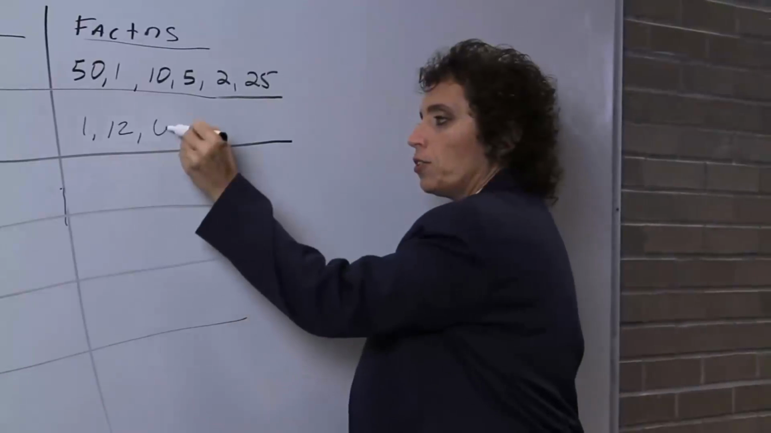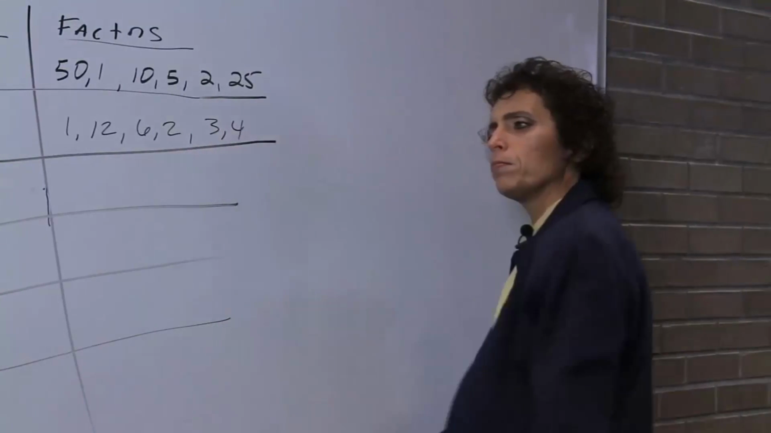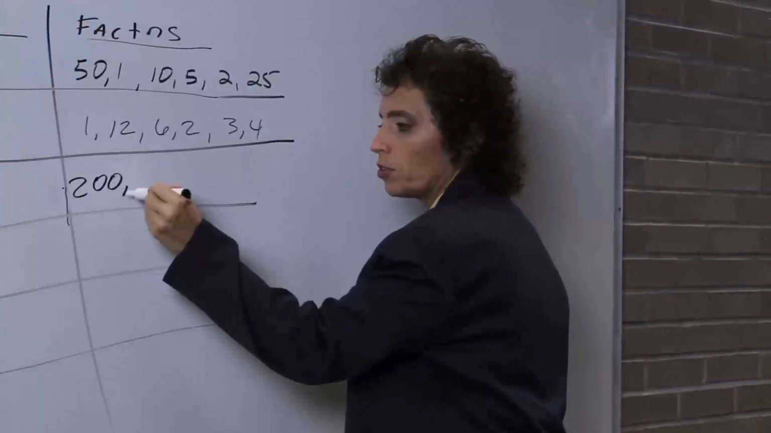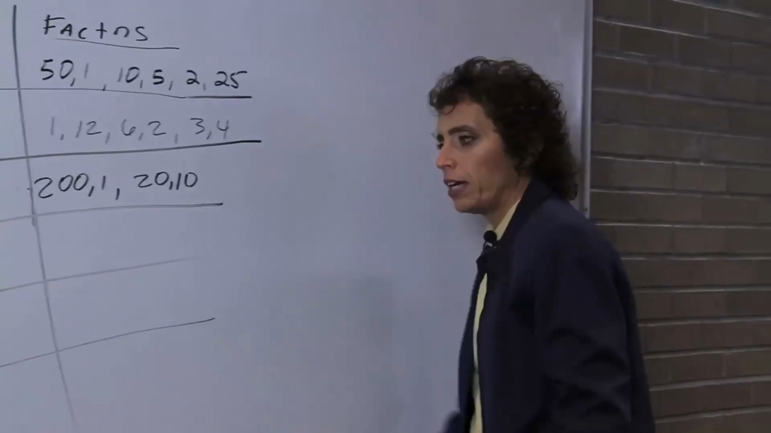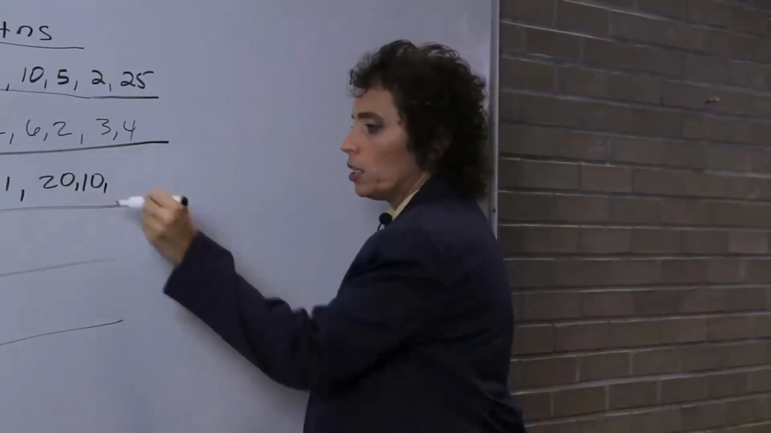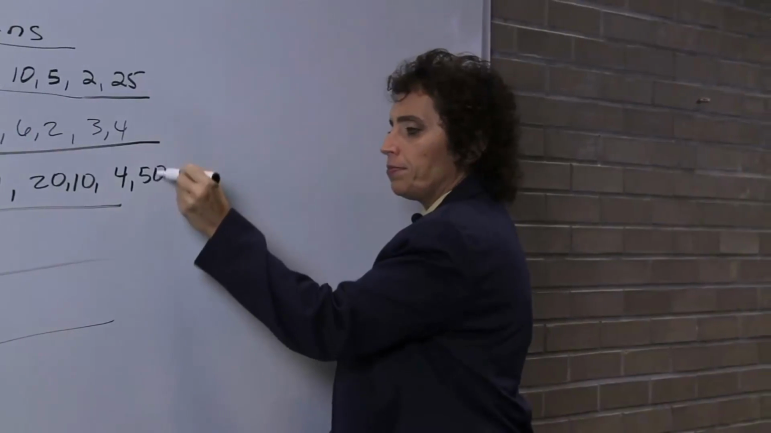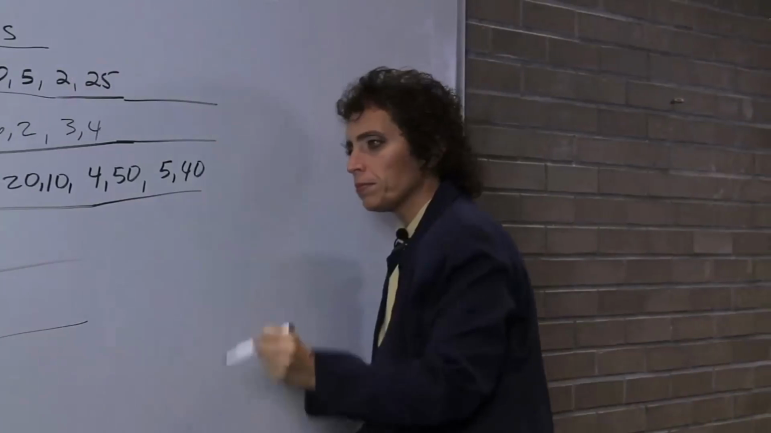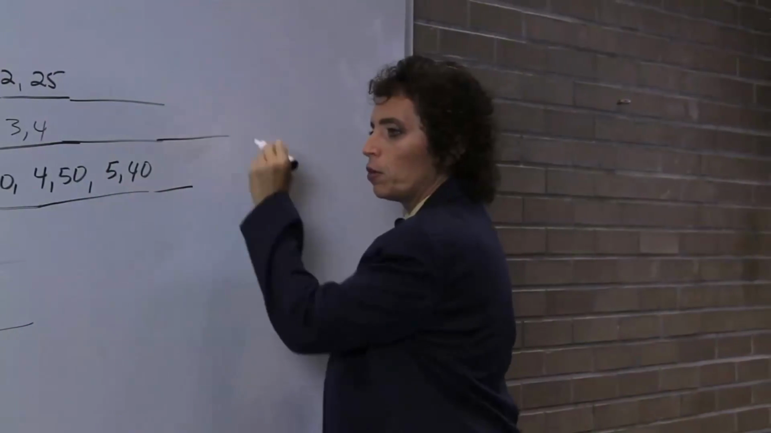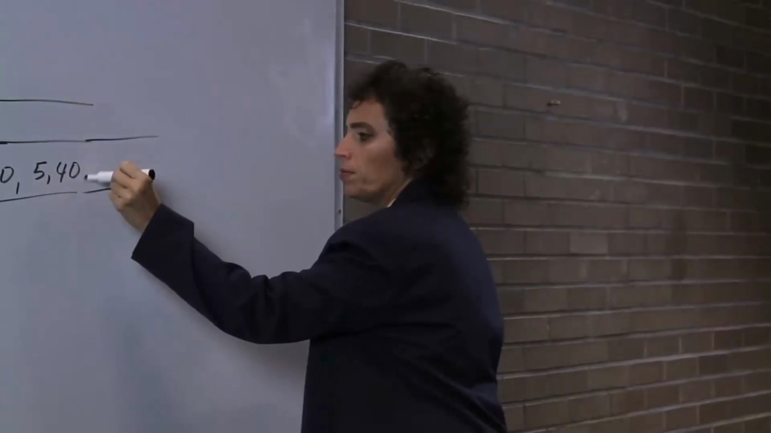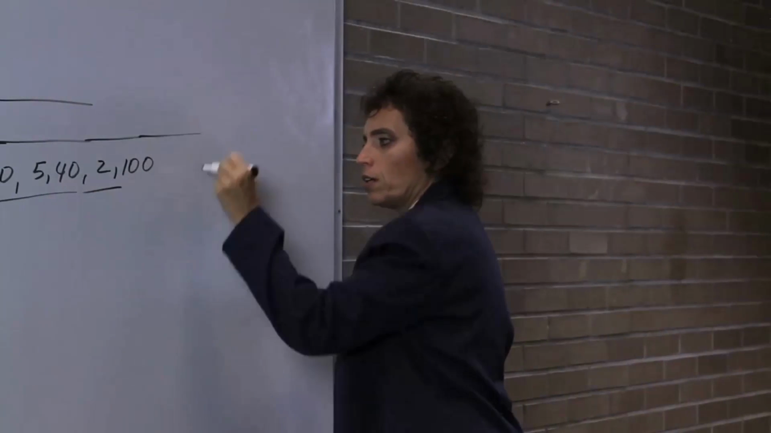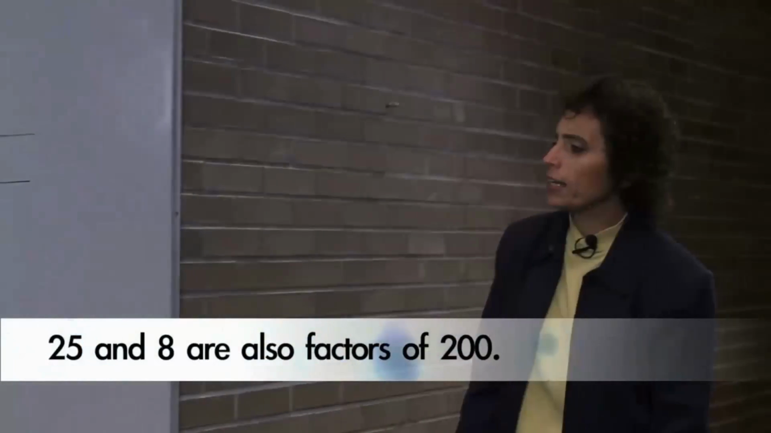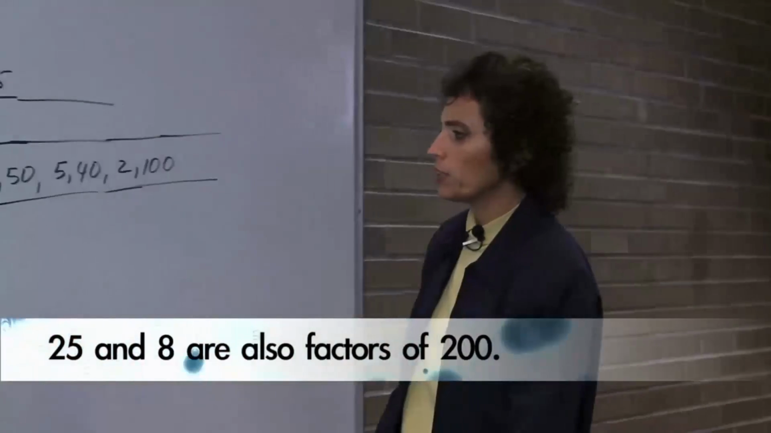Okay, ready? 12. 1 and 12. 6 and 2. 3 and 4. That's it. 200. 200 times 1. 20 times 10. Power of 10, remember that? 20 times 10 will be 200. 4 times 50. Oh, this is a big one. 5 times 40. 2 and 100. 7, 8, 10. 12, 15. Nope. I think that's it.